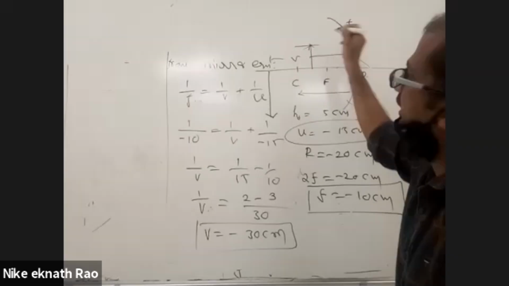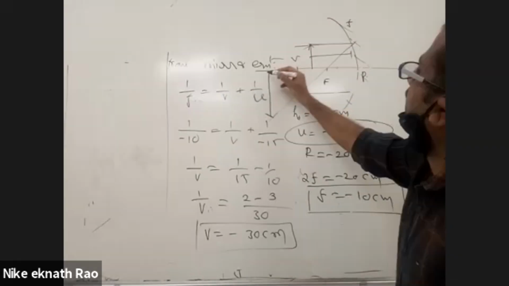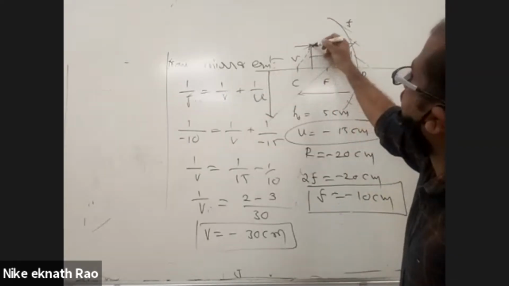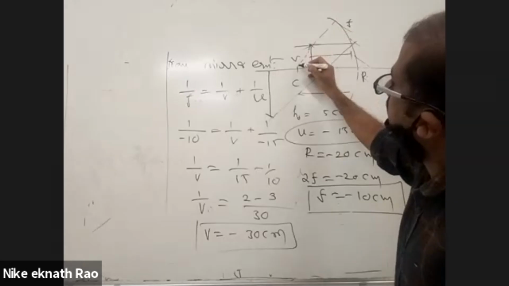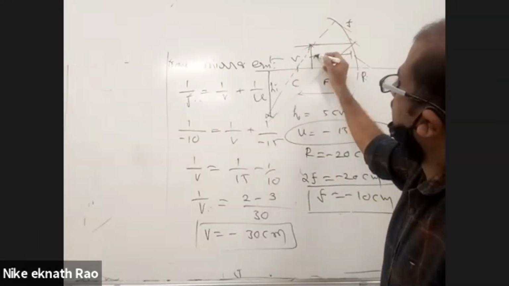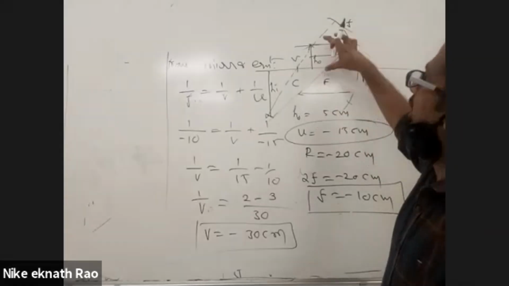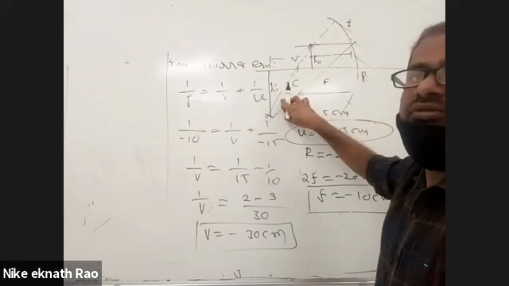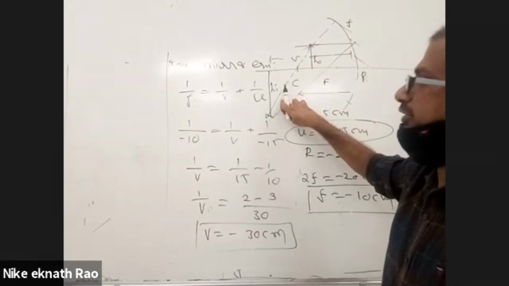Sir, image is B and C. You can say directed. This is the height of the image, this is the height of the object. Object height is positive, image height is negative. Negative is coming, so it is a real image.